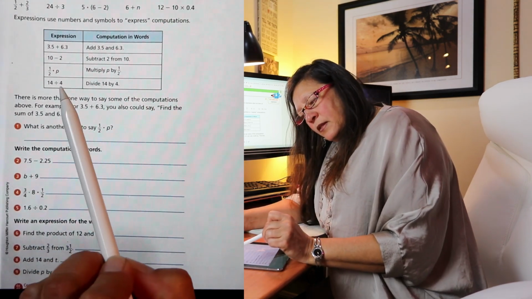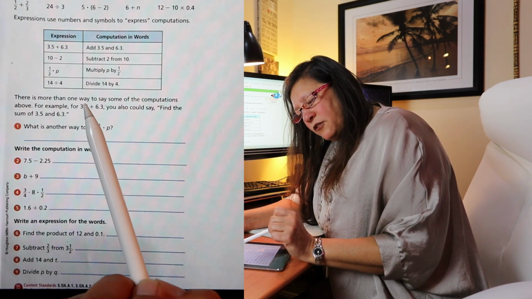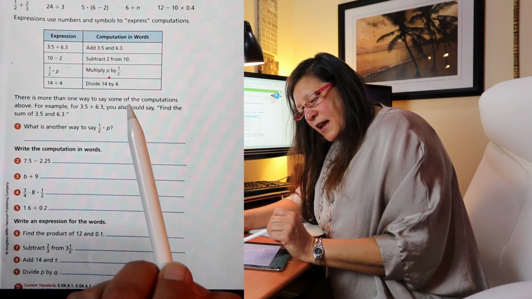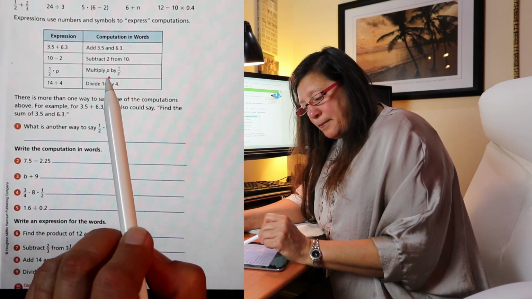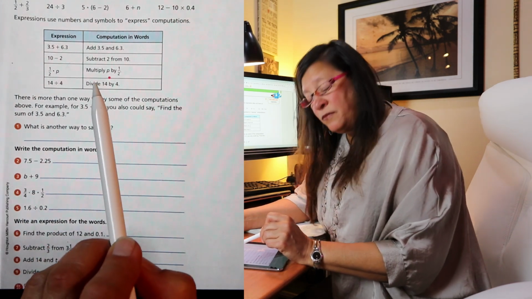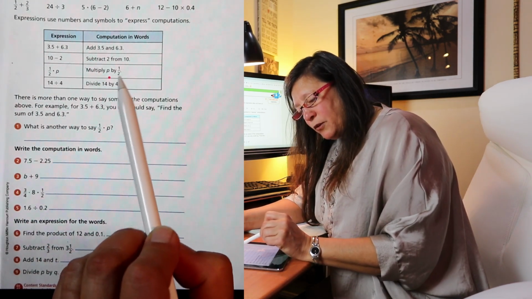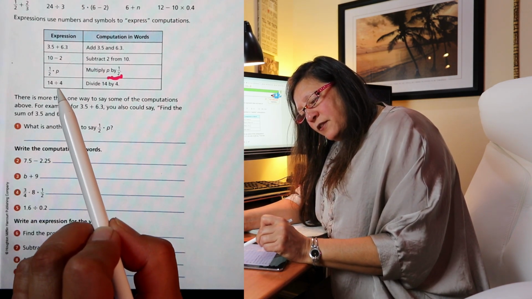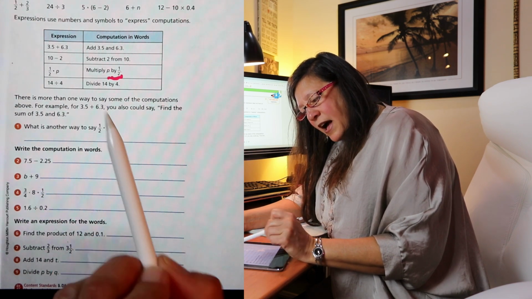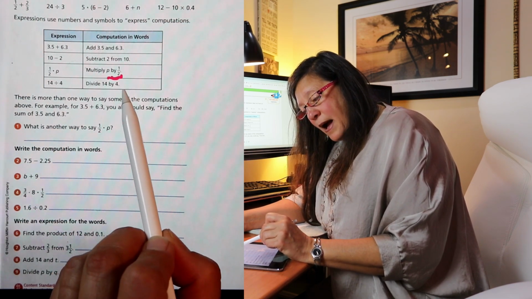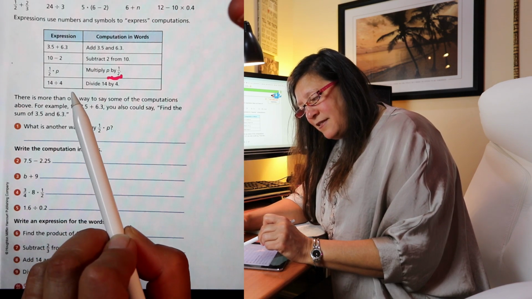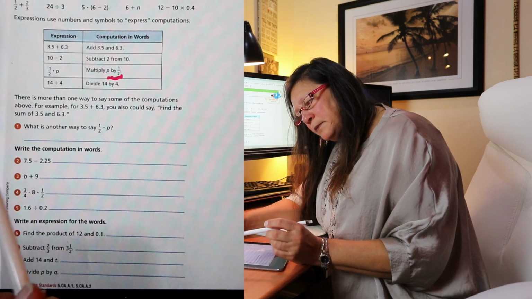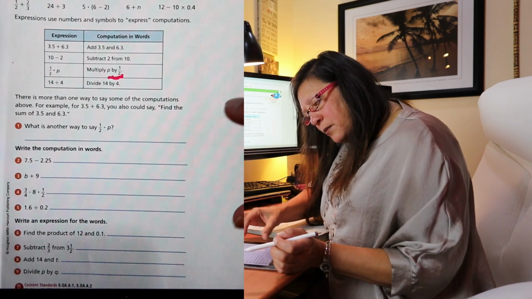And then next one, we have a multiplication sign. So you're going to start with that word, multiply p by 1/2. Could you say multiply 1/2 by p? You could, because of the commutative property. You can switch those around and that's okay. And the next one, we have a division sign, so we're going to start with the word divide. Divide 14 by 4. So the 14 is going inside the bracket on the division problem. The 4 is going on the outside.